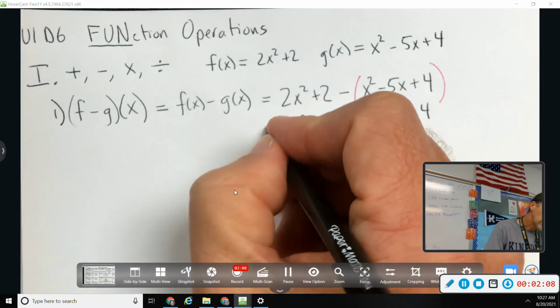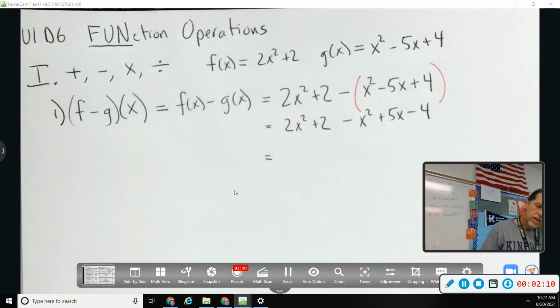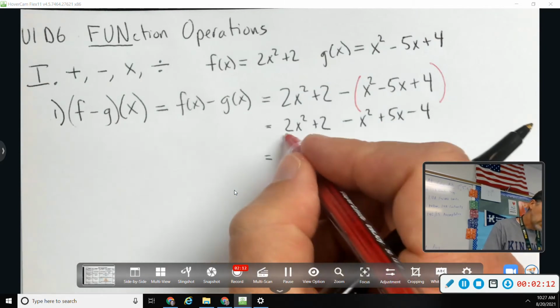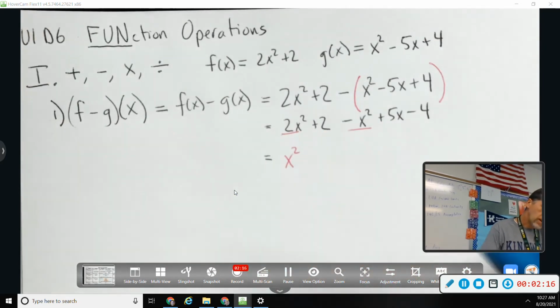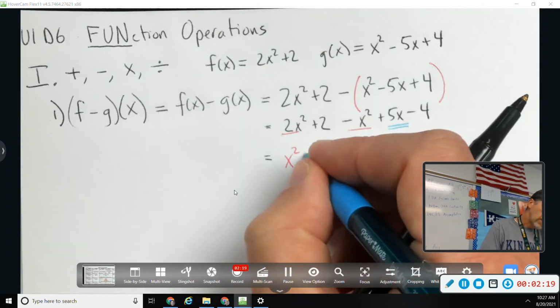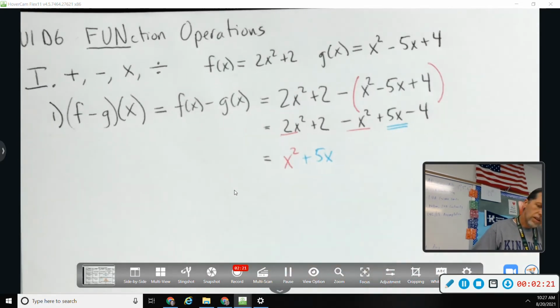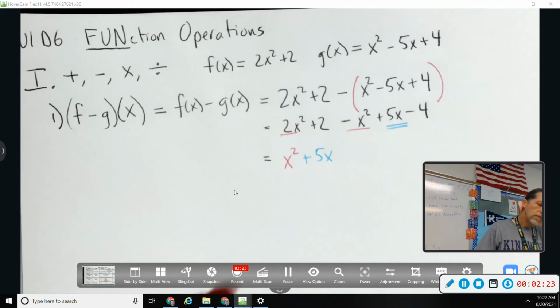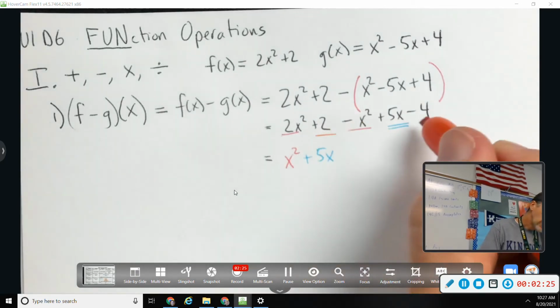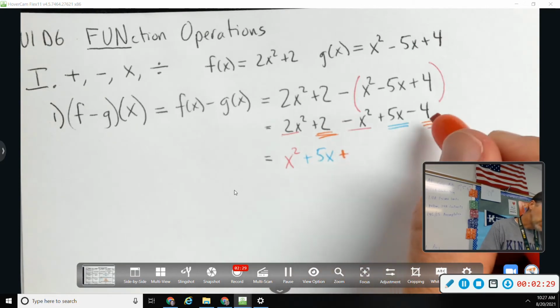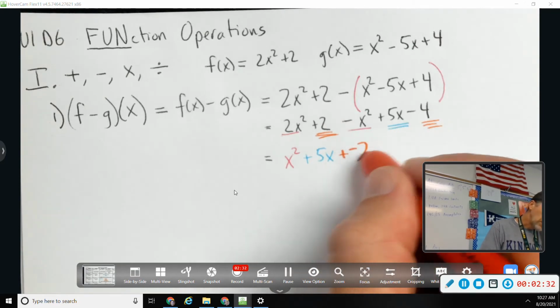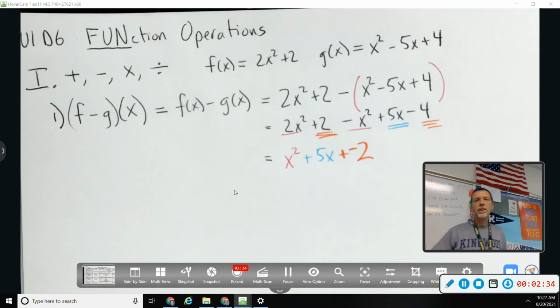Collect like terms. Let's see. 2x squared minus x squared would be x squared. 5x is the only x term. Overkill with the color coordination here. Plus 2 minus 4 would be minus 2, or plus a negative 2. It means the same thing, so it's okay.